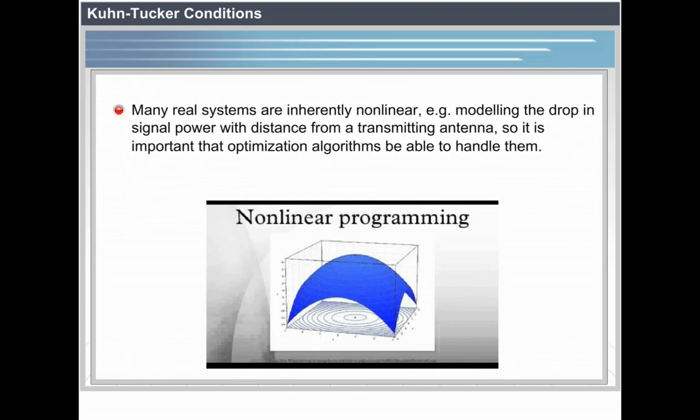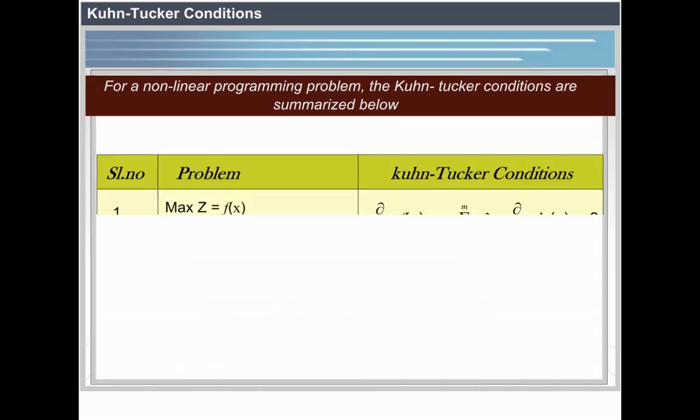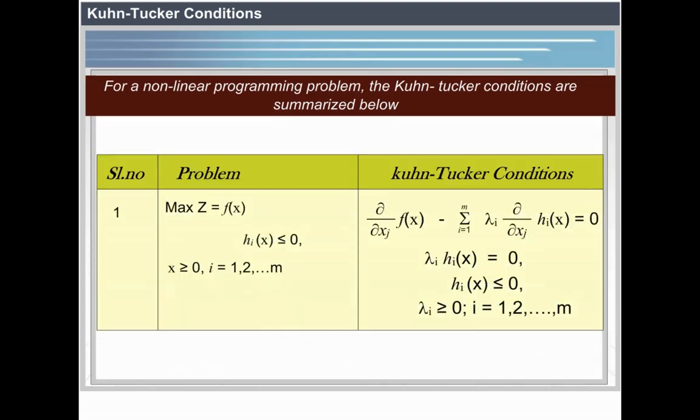Many real systems are inherently nonlinear. Example, modeling the drop in signal power with a distance from a transmitting antenna. So, it is important that optimization algorithms be able to handle them. For a nonlinear programming problem, the Kuhn-Tucker conditions are summarized below. We can see the table with 3 columns. First column is called the serial number, second column is called the problem, third is called the Kuhn-Tucker conditions.